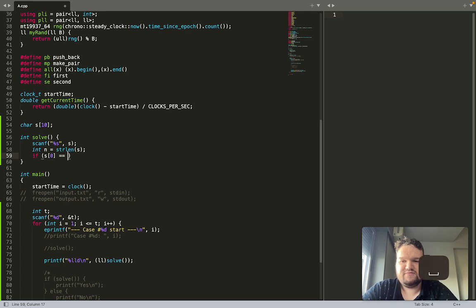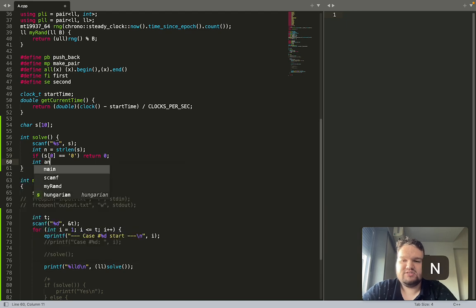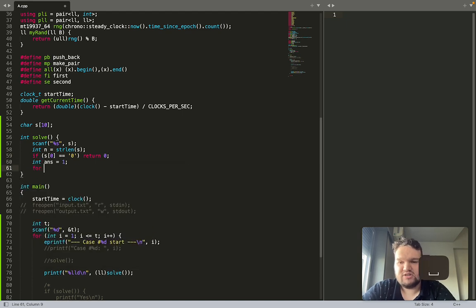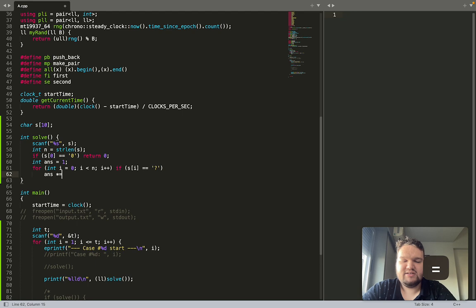If the first digit is 0, just return 0. Otherwise, we say that the answer is 1. And if we encounter a question mark, we should multiply the answer by 10, except in the case when it is the first digit, so i is equal to 0, in which case we multiply it by 9.